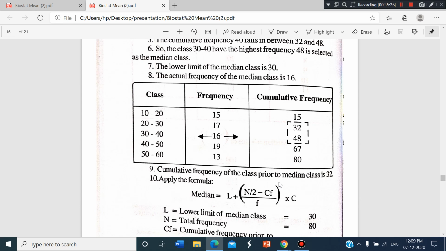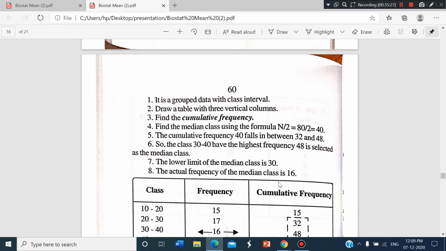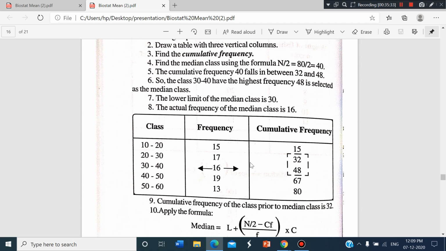Now you put the formula n upon 2. So if you divide 80 by 2, you will get 40. So this 40 value, 80 divided by 2 is 40, isn't it? Cumulative frequency is 80.